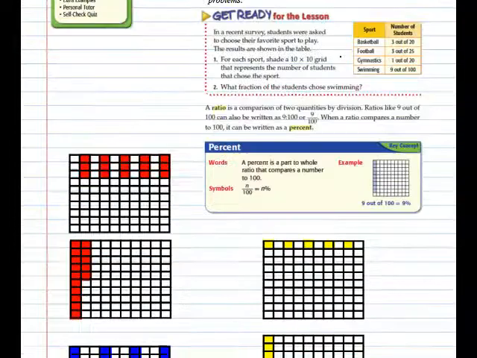Here I have several 10 by 10 grids. My first one is for basketball. What I've done here is I've shaded groups of 20. Here's 10 and 20, 10 and 20, 10 and 20, 10 and 20, 10 and 20.